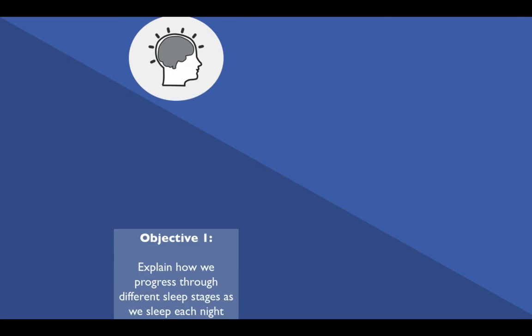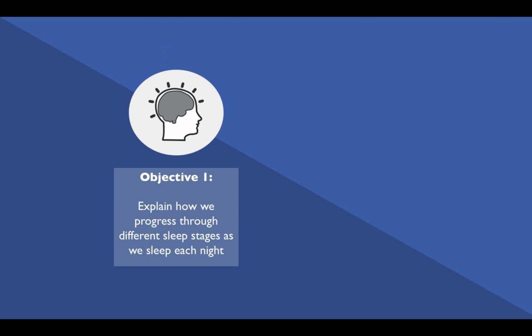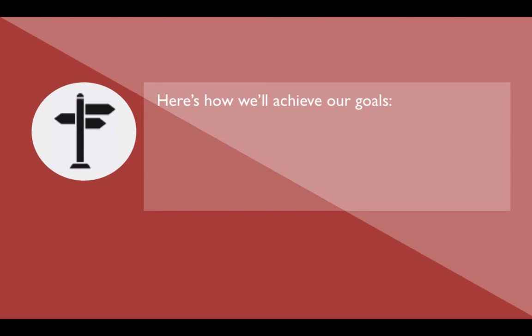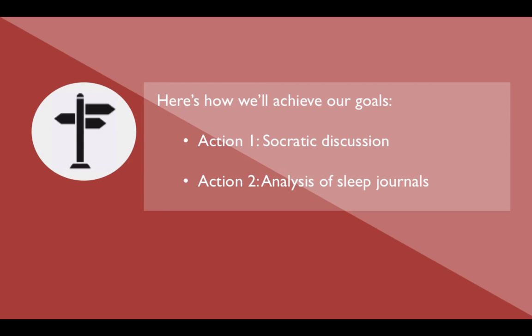At the end of this lesson, students should be able to explain how we progress through different sleep stages as we sleep each night, and to calculate whether or not you are getting enough quality sleep. We'll achieve our goals through a Socratic discussion and analysis of our sleep journals.